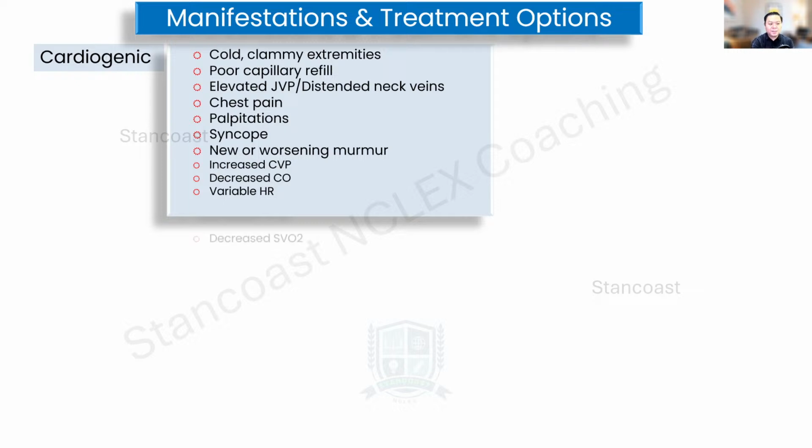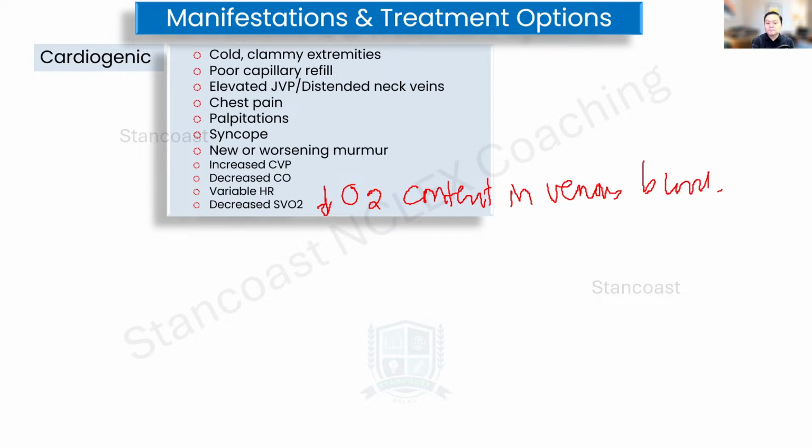Now, talking about another is the SVO2. Have you heard of the SVO2? Decreased SVO2. So this simply means that the content of the oxygen in the venous blood is decreased. There is decreased oxygen content in venous blood. So this is significant. All right.